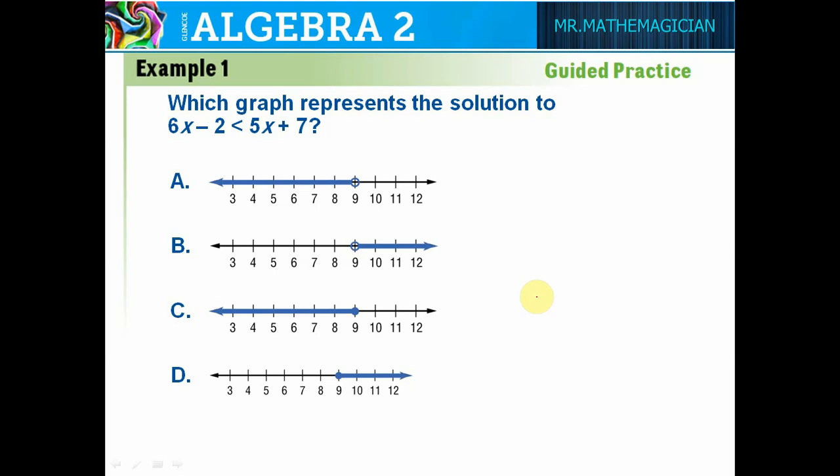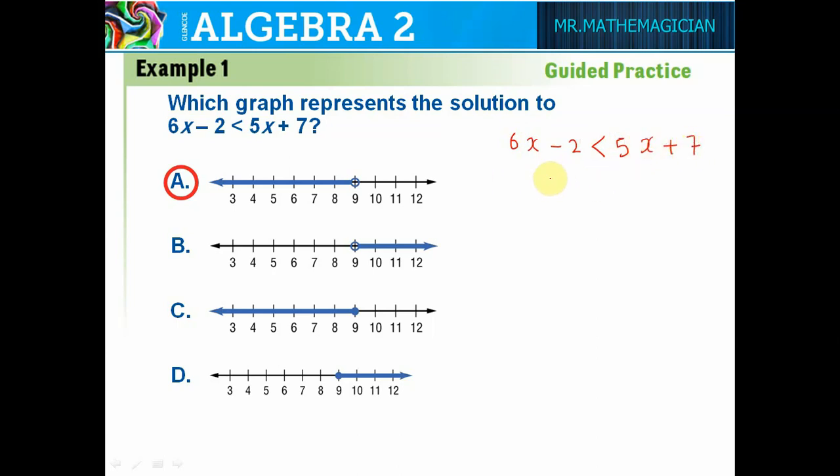Now another problem: 6x minus 2 smaller than 5x plus 7. Pause the video, try to solve, and then you will discover the solution. Let me show you how. We have the original inequality, 6x minus 2 smaller than 5x plus 7.